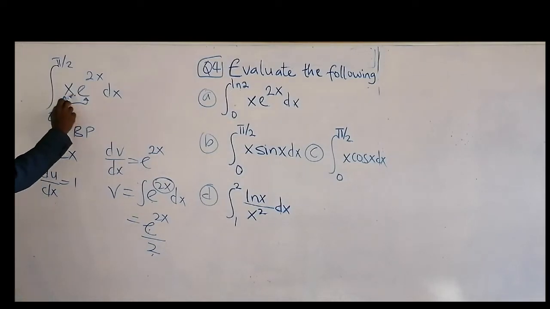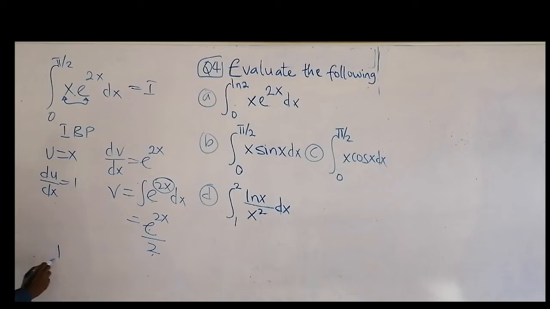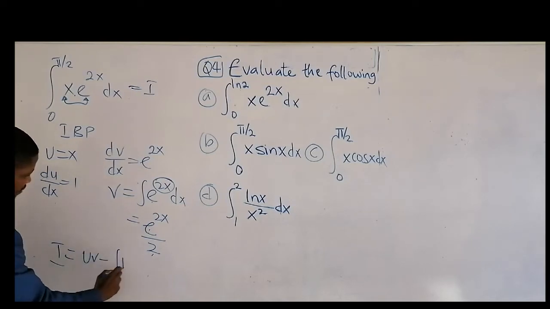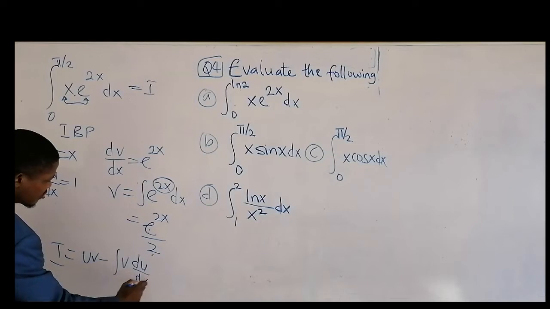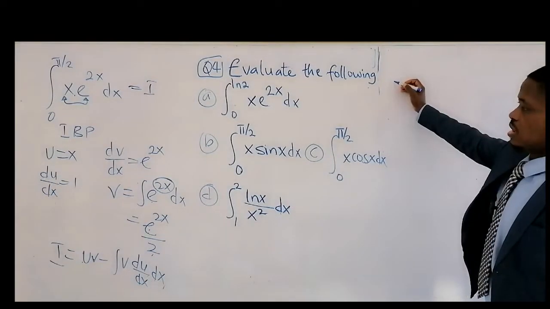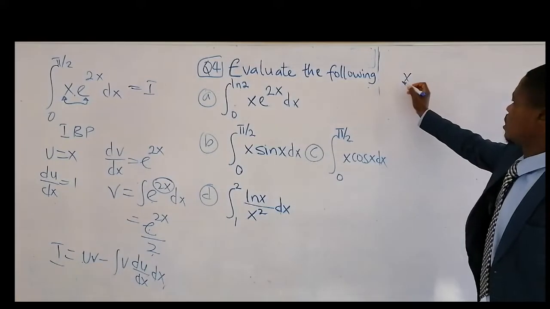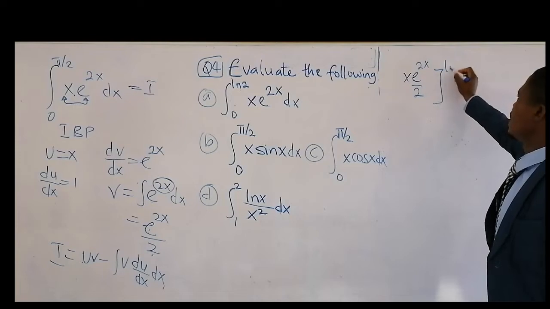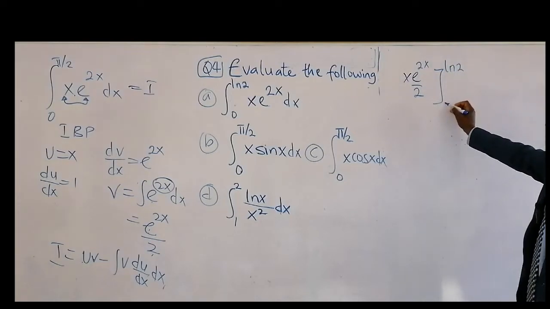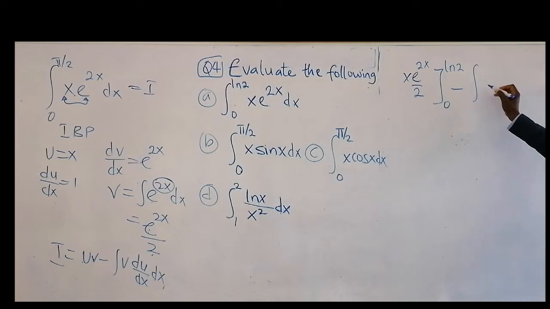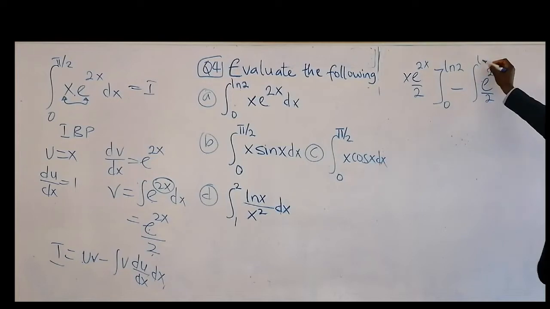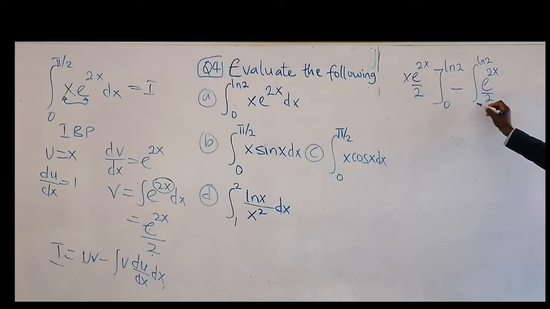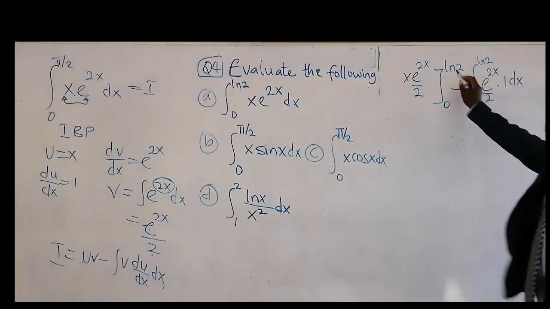Let's call this question r. So r is equal to uv minus the integral of v du dx times dx. My u is x. My v is exponential to power 2x all over 2. Then the upper boundary is ln 2, the lower boundary is 0, then minus the integral of v, which is exponential to power 2x all over 2, with upper boundary ln 2 and lower boundary 0. The u dx is 1, so that's dx.